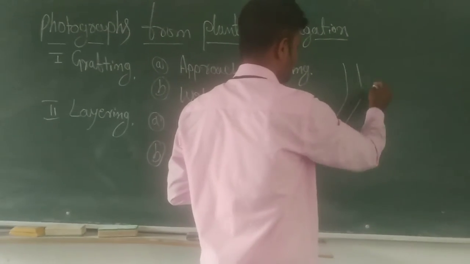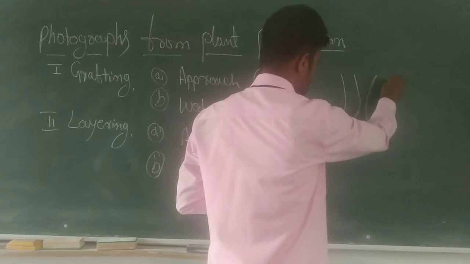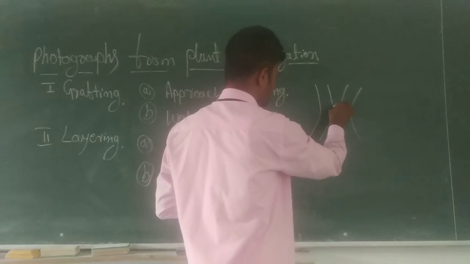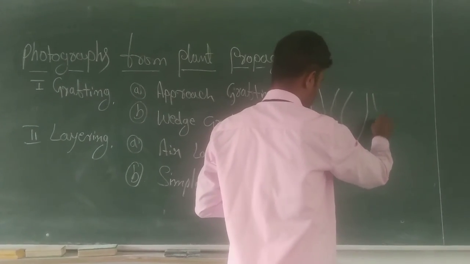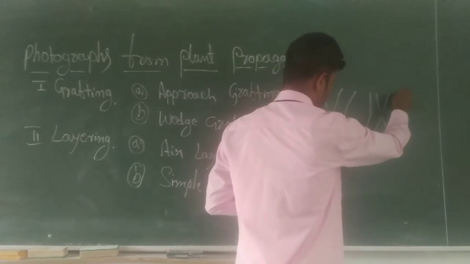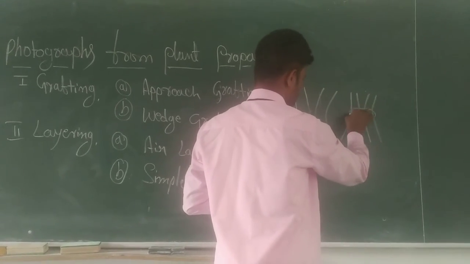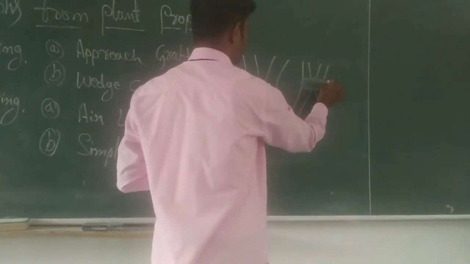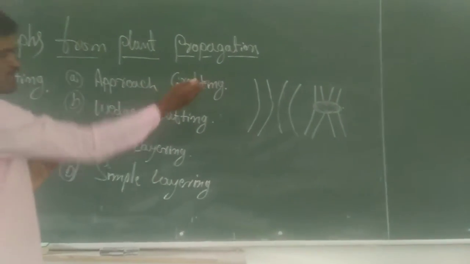It is one plant, and another plant. The stem of this plant is cut, separating the upper part, and these plants are attached to each other using rubber bands and plastic. After 2 to 3 months, it develops into an individual. This is one grafting method, the approach grafting method.